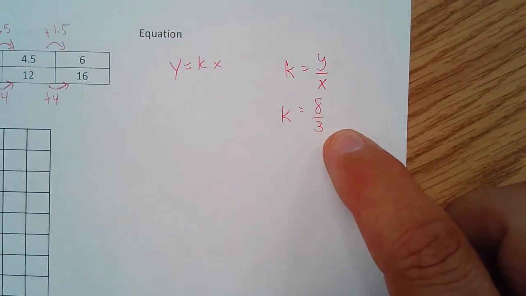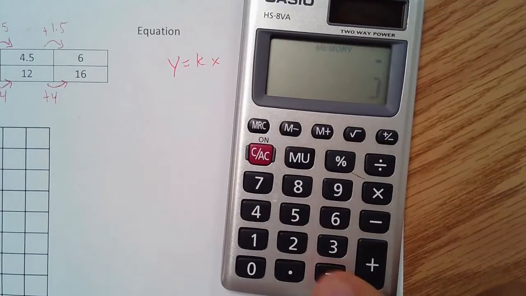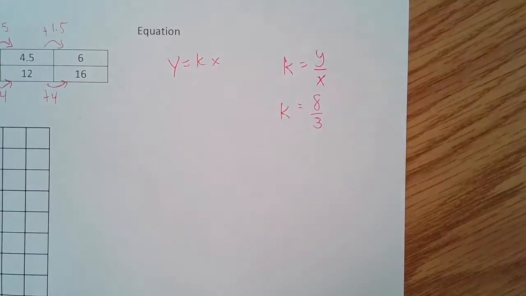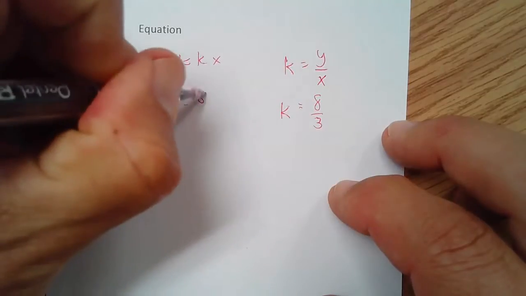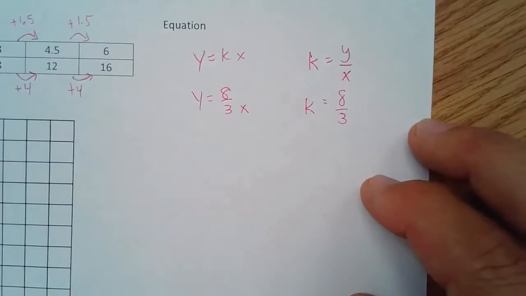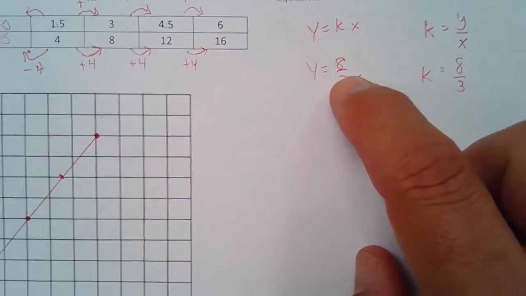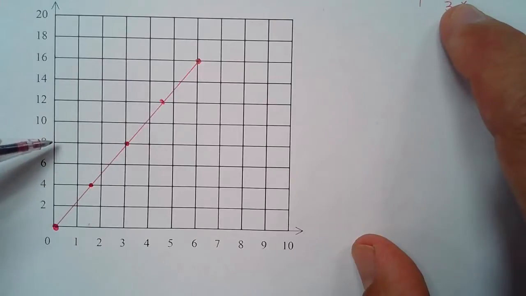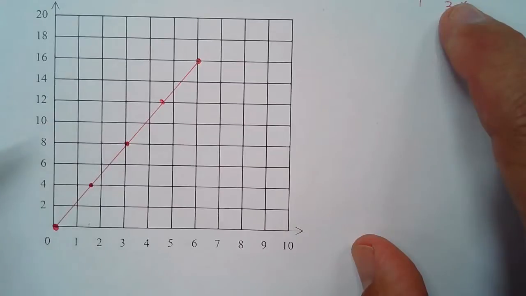We could make it a decimal. 8 divided by 3 is 2.6 repeating. Yeah, that's kind of messy. I think I'd rather just keep it like that. That's a little bit cleaner. So y equals 8/3 times x. And here's a little secret, 8/3 right there. That right there is, if I go up 8, right here, up 8, and to the right 3, I have a point on the graph right there.